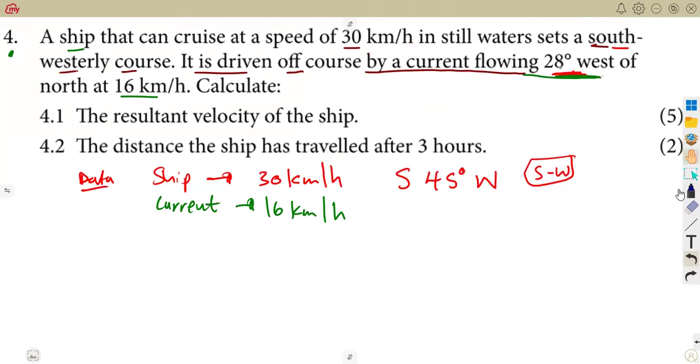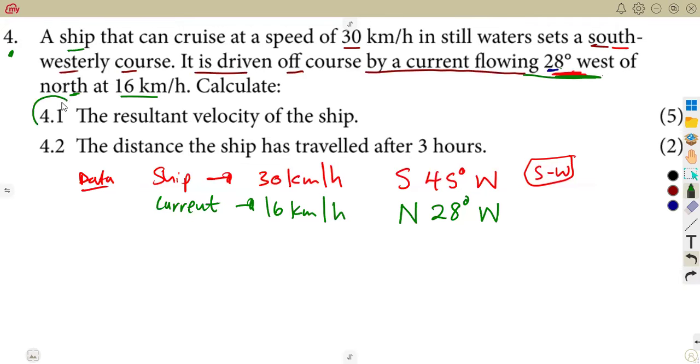So in our case, they are saying what? 28 degrees west of what? West of north. So it means north 28 degrees going to the west. This is for our current. So I want us to be very, very careful with the information. Information is important. So this is for our current.